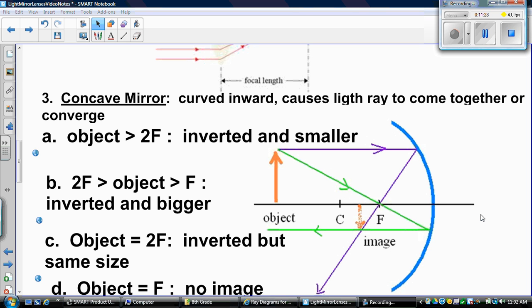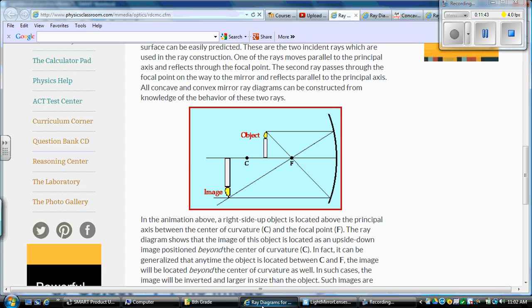Okay, so now let's look at if an object is in between twice the focal length, but it's still in between the focal point. So let's take a look at that. You're going to get it inverted and bigger. So I'm going to show you why that works. So if you look at this object here, here's twice the focal length. That's called the center of curvature.